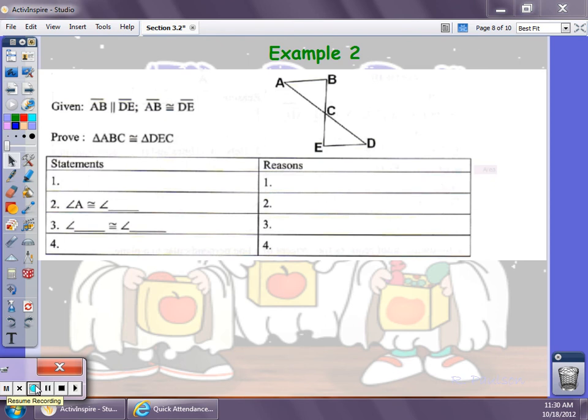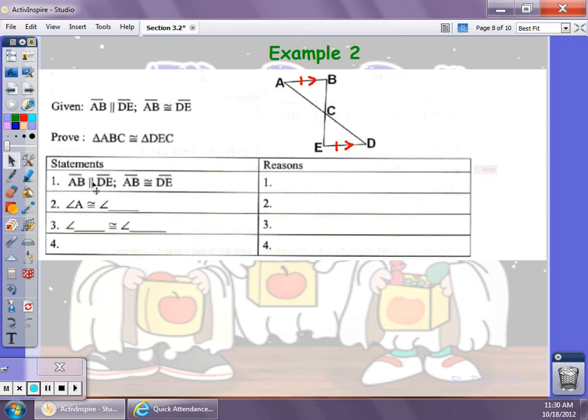Let's go ahead and look at example 2. And you're going to see this as a proof. So we're given that segment AB is parallel to segment DE, and that segment AB is also congruent to segment DE. So what I'm going to do is mark my diagram. AB is parallel, remember we indicate that with an arrow, to DE, and also AB is congruent to DE.